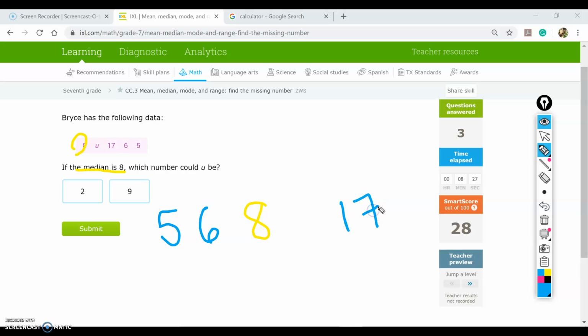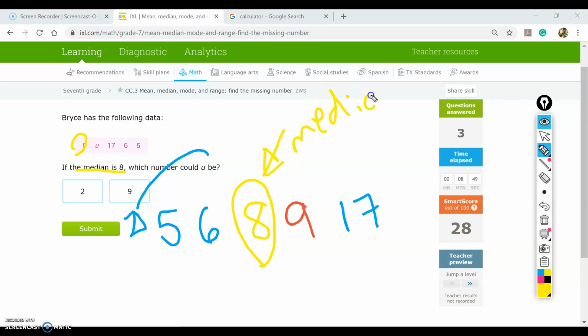Now the options I have, the answers I have, are 2 and 9. I know that 2 cannot be the answer because if I put 2 right here on this side, then it won't make 8 the median because 8 would not stay in the middle, right? So that's why the correct answer would be 9, because in that way, if I put a 9 there, 8 will still be in the middle. And this number needs to be my median because that's what the question is asking me. So the correct answer for this problem would be 9.